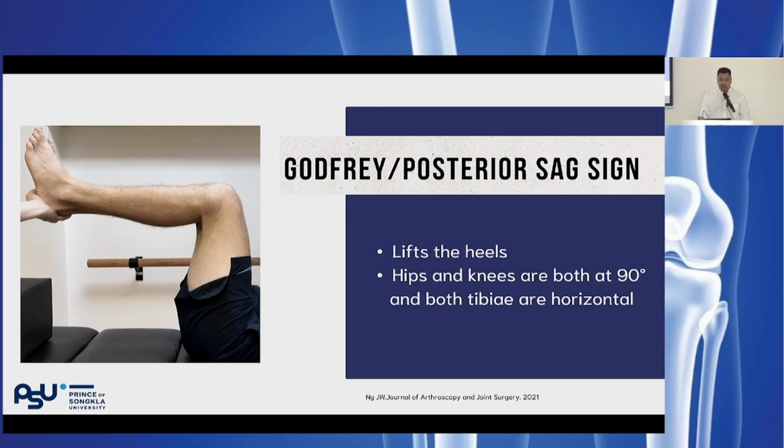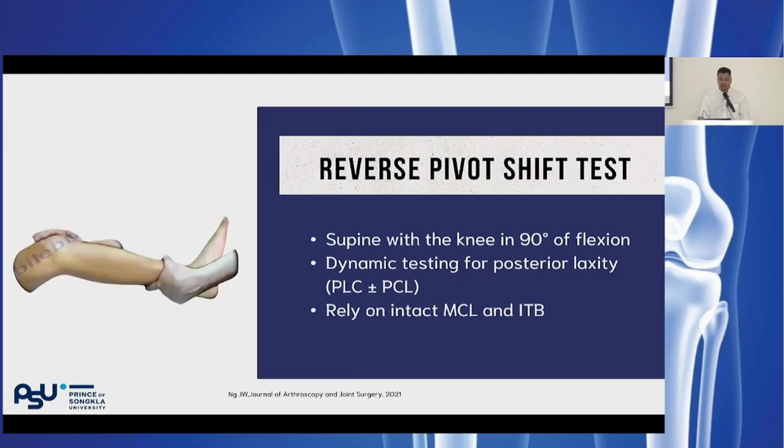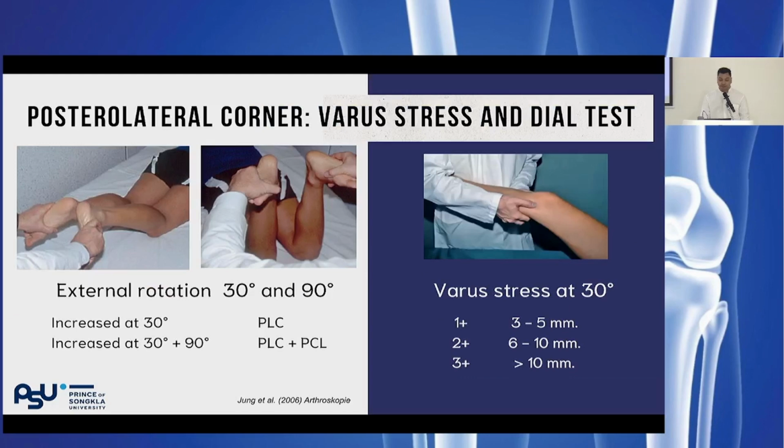Lift the heel up with the hip and knee both flexed at 90 degrees, and look for the tibial step down. The reverse pivot shift test is a dynamic test for combined PCL and PLC injury. To evaluate posterolateral corner instability and lateral instability, we can perform the varus test and dial test, external rotation of the tibia at 30 and 90 degrees, to look for concomitant PCL and PLC injury.